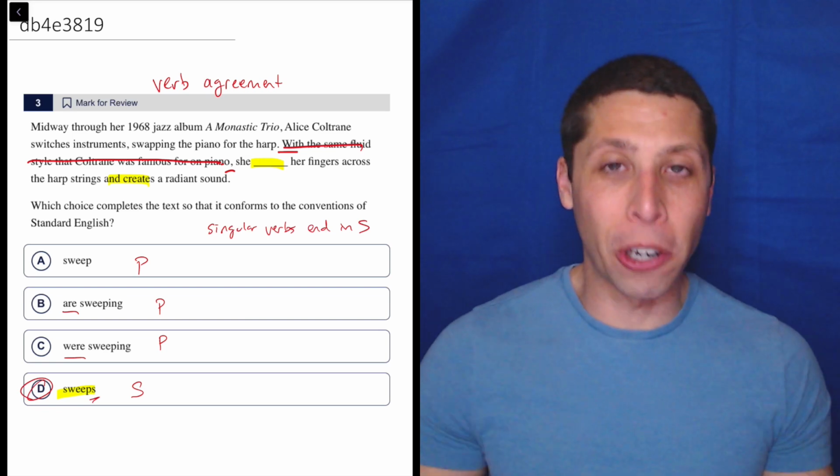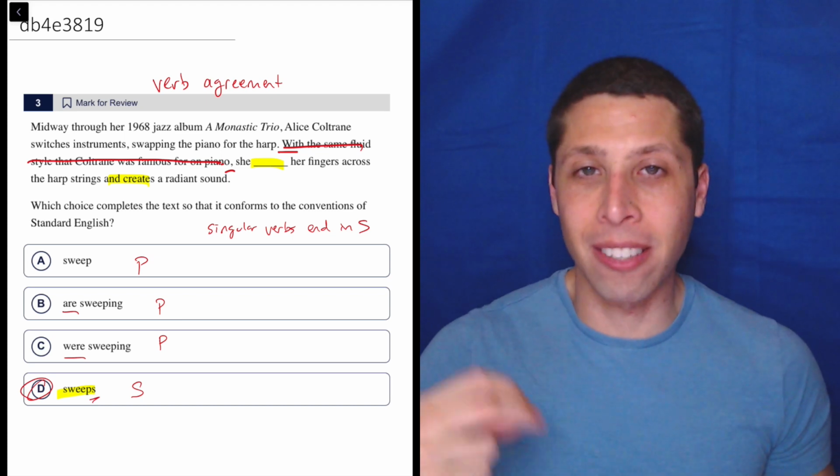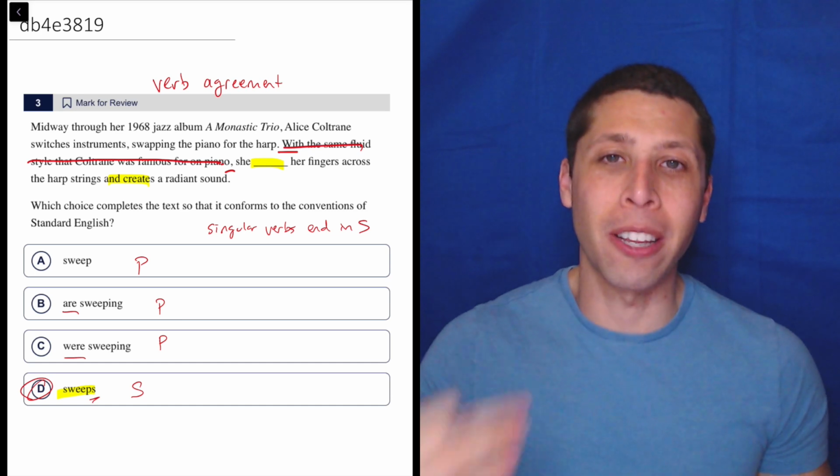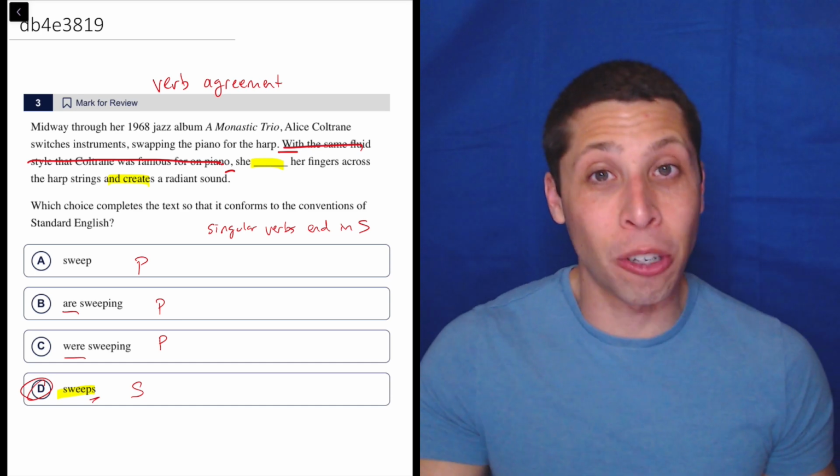This is not a particularly hard version of the verb agreement rule, but it still sets the tone of how these are supposed to be answered. Think about the singulars and plurals of the choices before you dive into the specifics of the sentence. You might reveal the answer without very much effort.